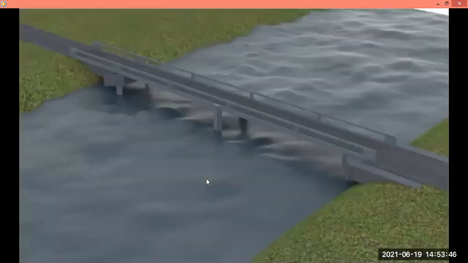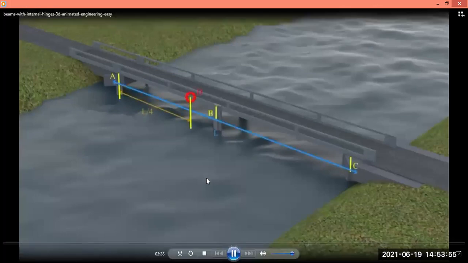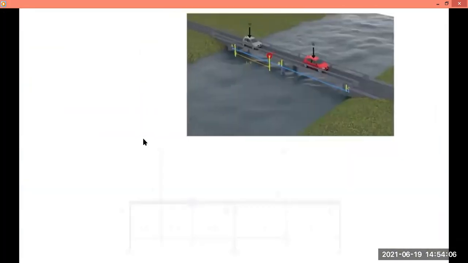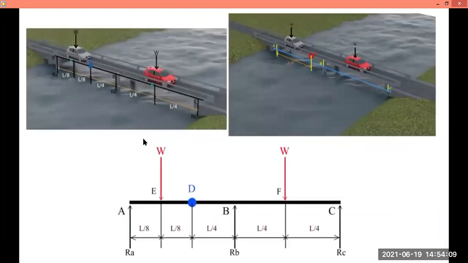To find the shear force and bending moment diagram of a beam with an internal hinge, consider a continuous beam ABC of length L with an internal hinge D at a distance L by 4 from the end A. Consider two cars, 1 and 2, of equal weights W, approaching the bridge and stopping at distances L by 8 and 3L by 4 from the end support A. If a free body diagram of the continuous beam is taken, the reaction forces and the loads are acting on the beam as shown.